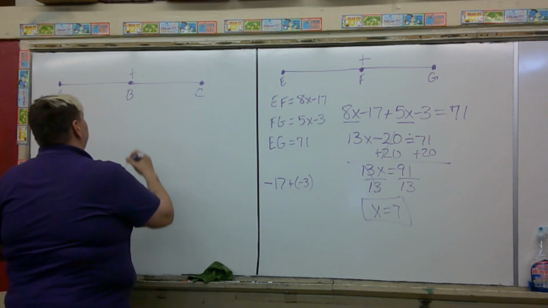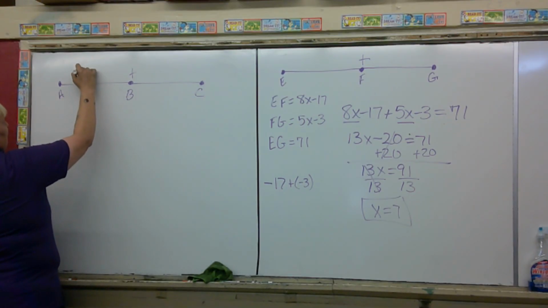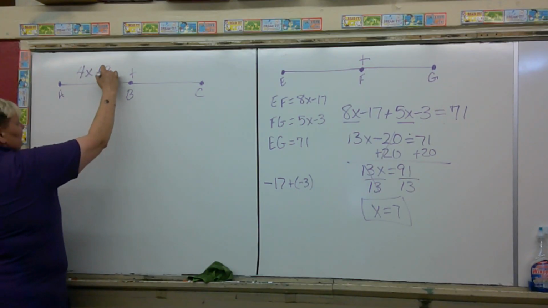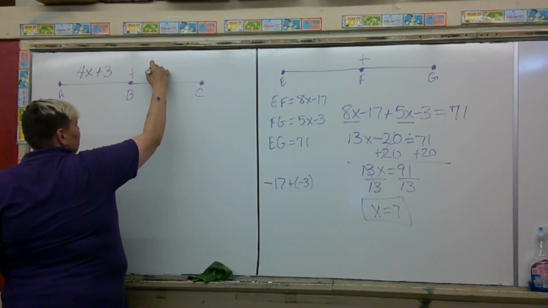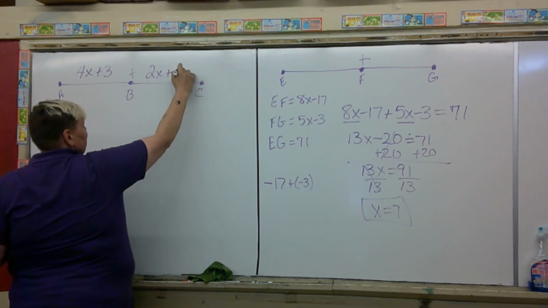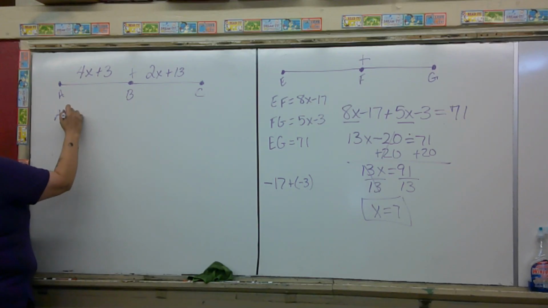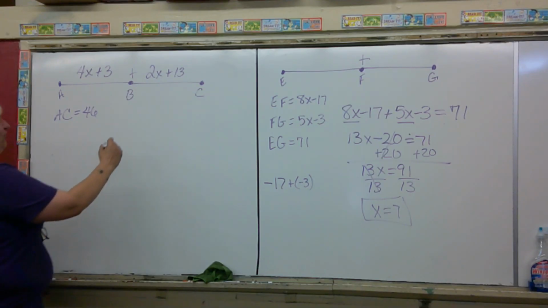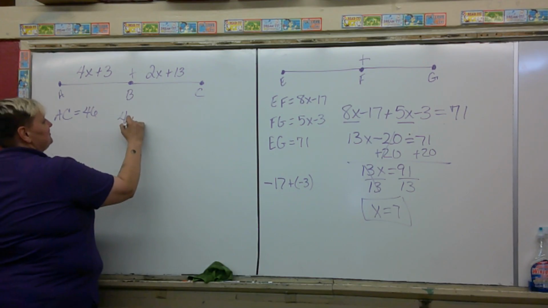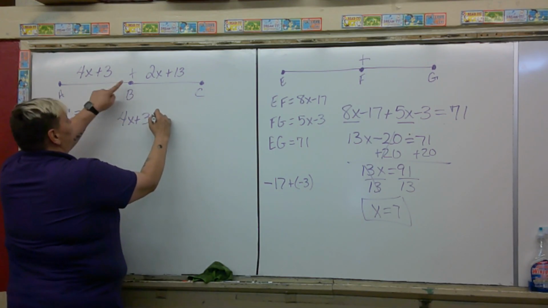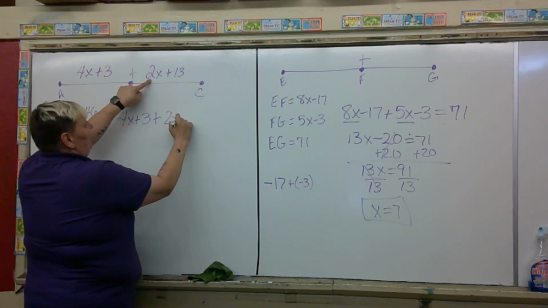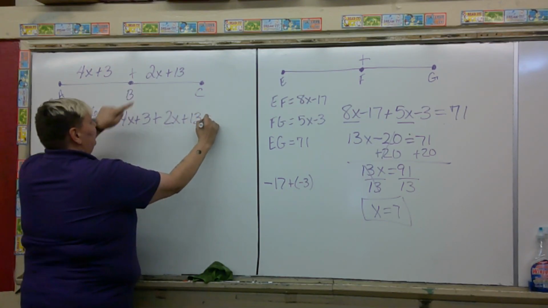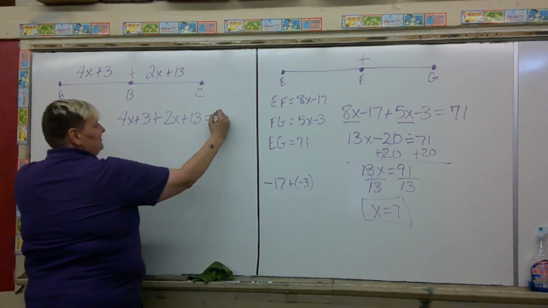Alright? You do it this time. Do 4x plus 3 and plus 2x plus 13, and the total A to C is going to be 46. You do it. Set it up. Pause it. Alright, hopefully you set it up like this. 4x plus 3 plus 2x plus 13 equals 46.